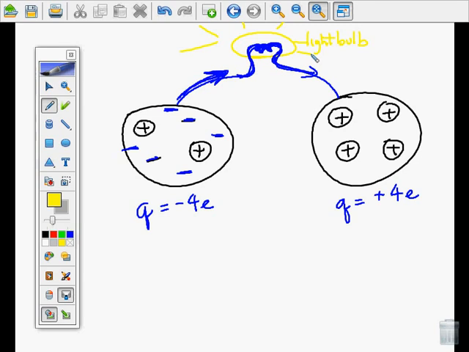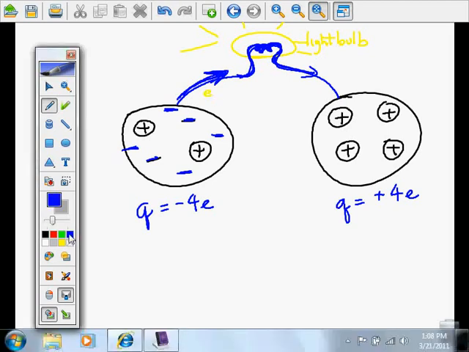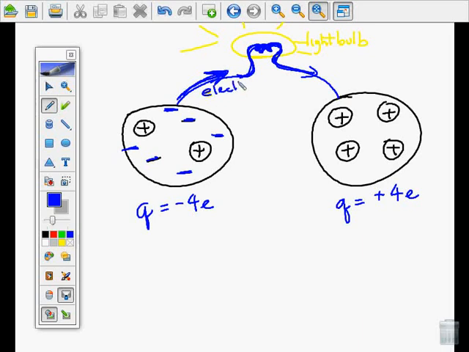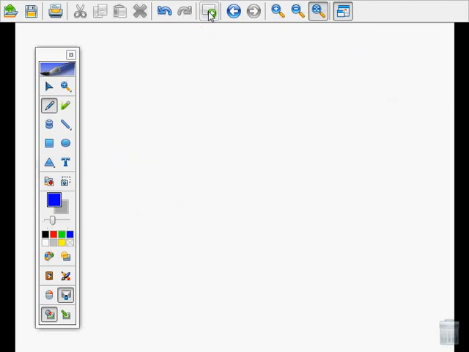And basically, this flow of charge is called an electric current. And if you have a lot of charge flowing through that wire, then you have a big current. If you have just a little bit of charge flowing through the wire, then it's a small current. So let's define electric current.